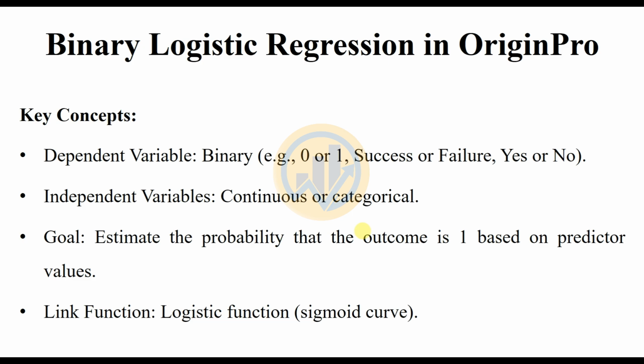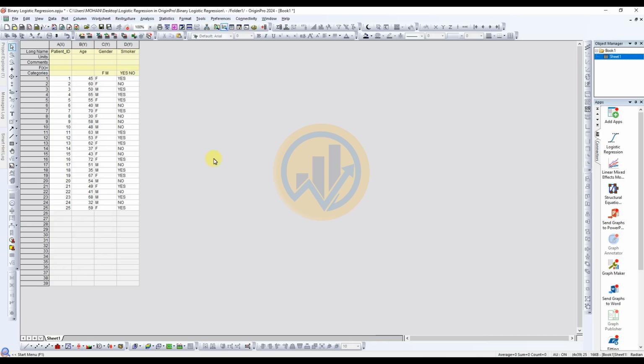So go to the OriginPro software. The data is already entered in the OriginPro workspace. This is the data column. The first ones are the independent variables, age and gender, and the dependent variable is smoker: smoker for yes and non-smoker for no. F is for female and M for male in gender, and different age categories were selected for our study. So now we analyze the binary logistic regression in OriginPro.